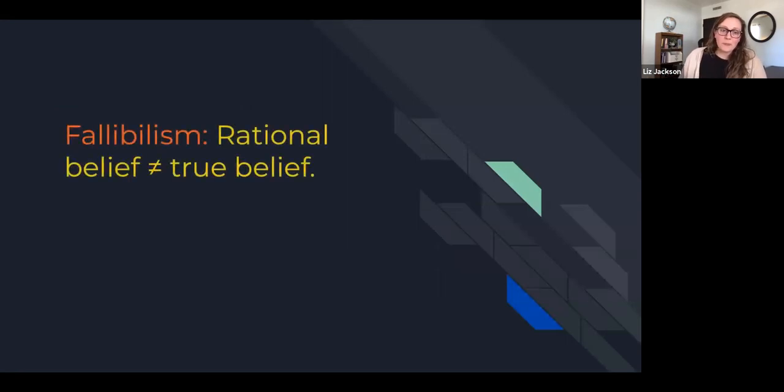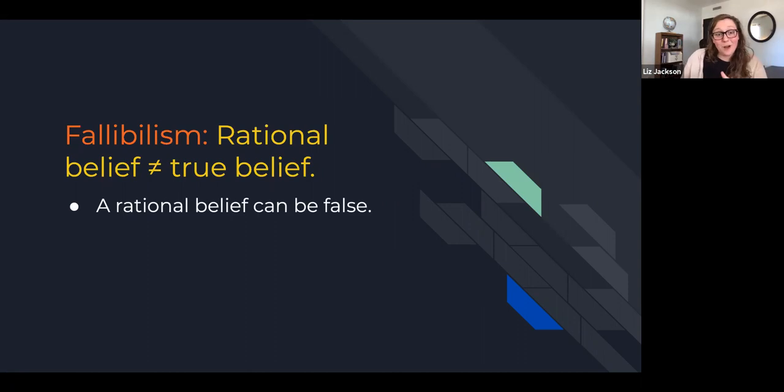Okay, so philosophers use the word fallibilism in different ways, but one use of the term fallibilism is this idea that you could have a rational belief that isn't a true belief. And that's because we can have really good evidence for something, even though it doesn't guarantee that that thing is true. So what we've just talked about is that a rational belief can be false, and an irrational belief can be true.